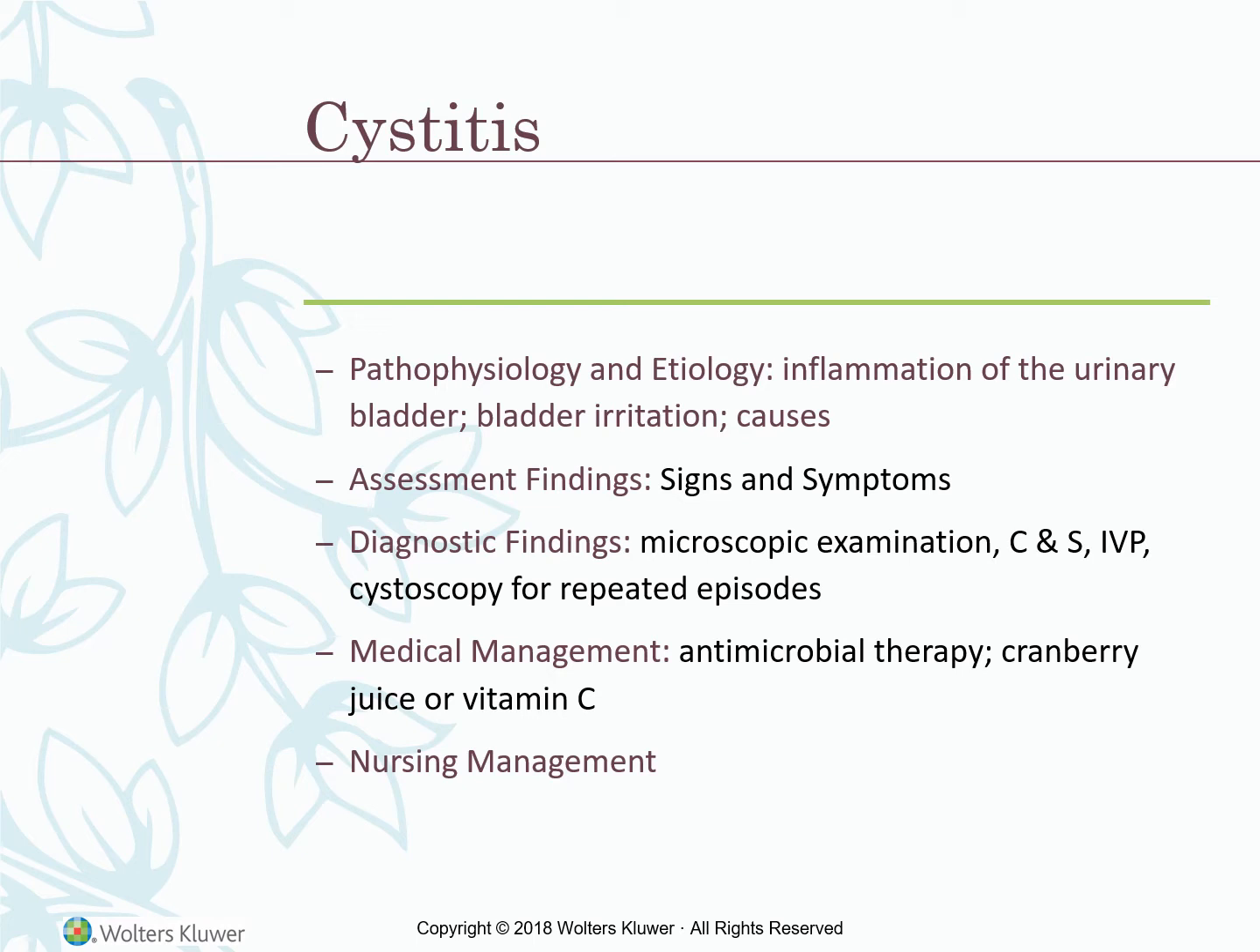Diagnostic findings. Microscopic examination of the urine reveals an increase in the number of red and white blood cells. Culture and sensitivity studies are used to identify the microorganism and the appropriate antimicrobial therapy. If repeated episodes occur, an IVP or cystoscopy with or without retrograde pyelograms may be needed to identify the possible cause, such as chronic prostatitis or a bladder diverticulum, which is weakening and outpouching of the bladder wall, which encourages urinary stasis and infection.